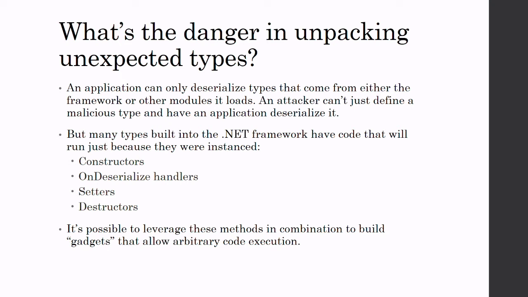.NET has a lot of types in it, and a lot of them have code that will run just because you created an instance of them. Now, different serialization APIs work differently, but many of them will call constructors on classes that they make instances of, or on deserialize handlers, or sometimes setters for properties they set. And it doesn't matter what API you're using. If you're creating an instance of a type and it has a destructor, if that object gets garbage collected, that destructor is going to be called. Now, these methods can have side effects, and it turns out that you can combine the side effects of multiple types to create gadgets that allow for things like arbitrary code execution.